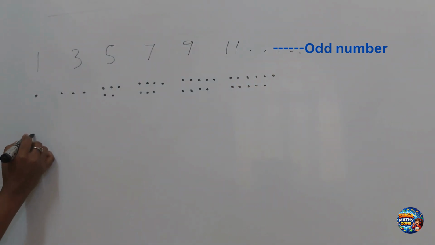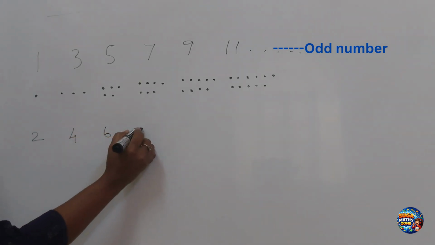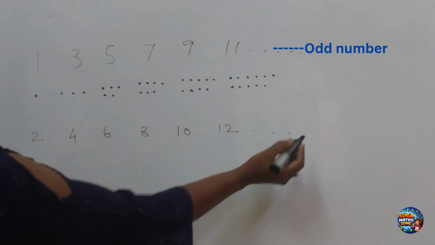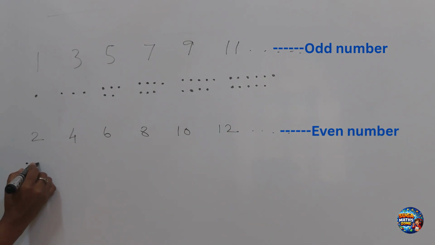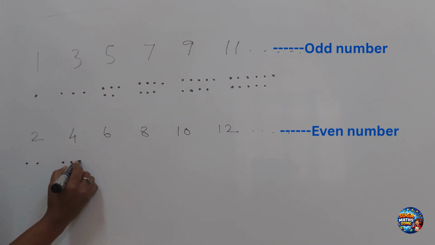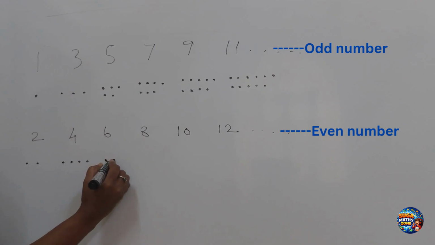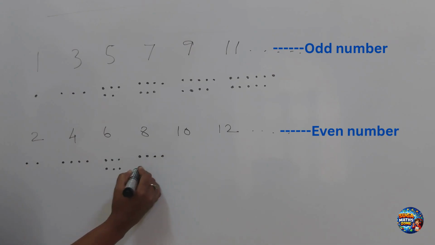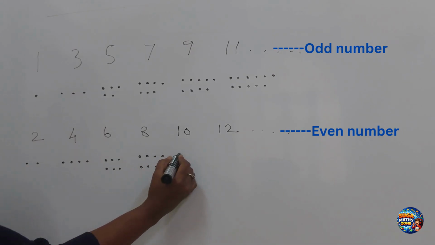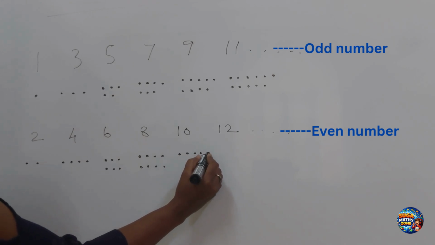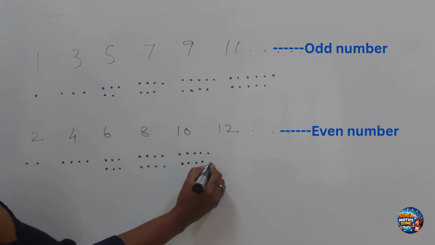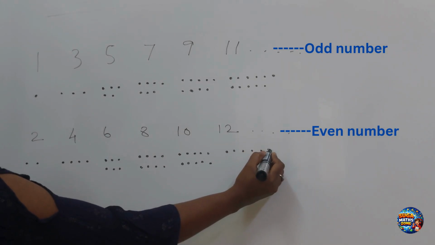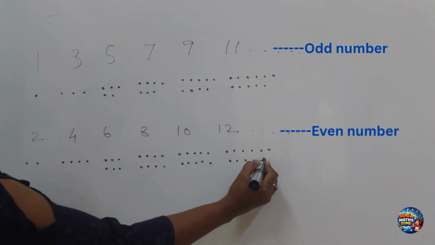Then next one is even numbers. Even numbers are 2, 4, 6, 8, 10, 12. 2 means here I am using 2 dots, then 4 dots, 6 dots, 8 dots, 10 dots, and 12 dots.